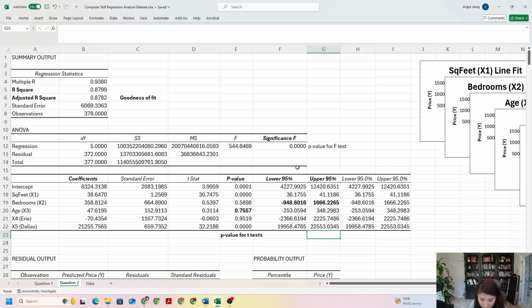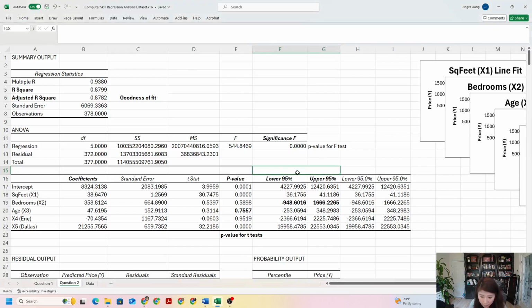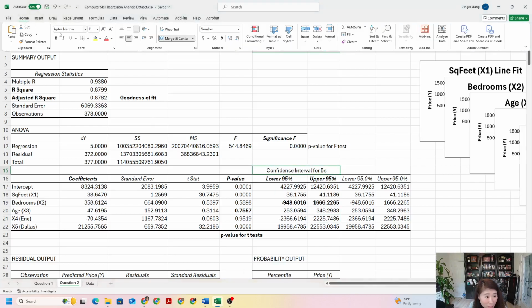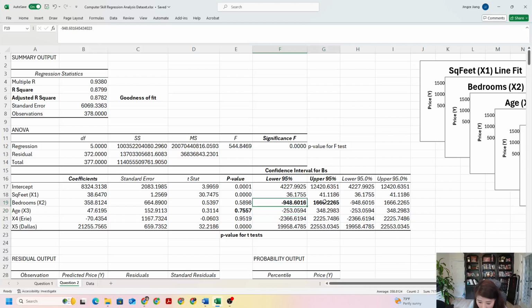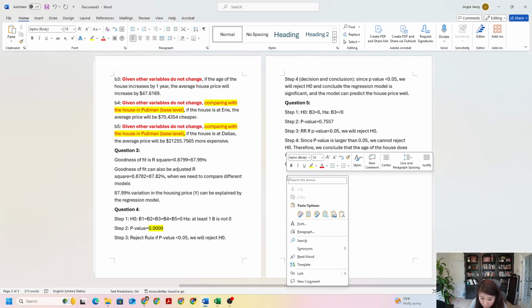So this is the confidence interval for B's, for my different B's, right? Okay, now let me just keep these two values. I don't want to have a typo, so I just copy it. Then I go back to my question number 6 and paste it.